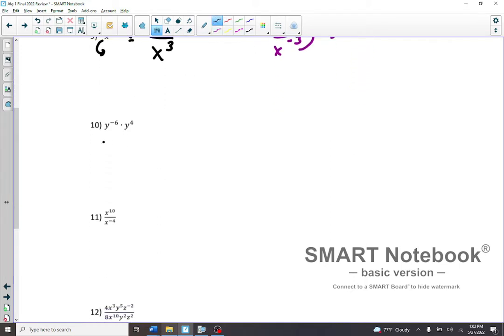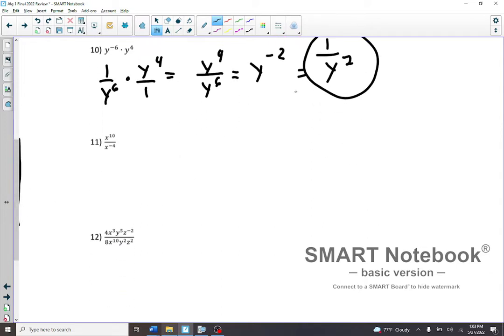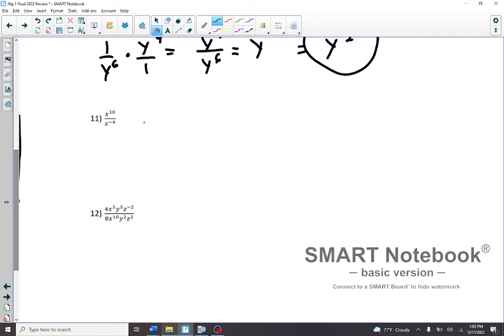Here, I'm going to rewrite this as y, let me fix that. 1 over y to the 6th times y to the 4th, which means I'm going to make it over 1. So I make it y to the 4th over y to the 6th, y to the negative 2, which is 1 over y2. That's how your multiple choice answer is going to look like, 1 over y2.